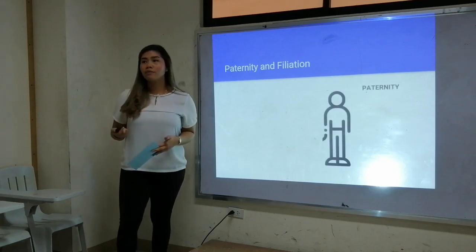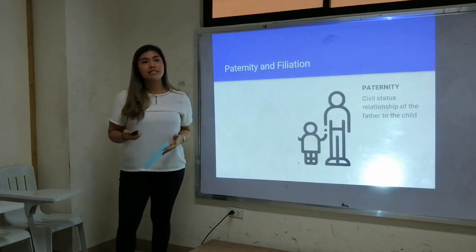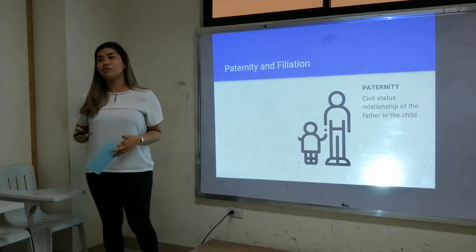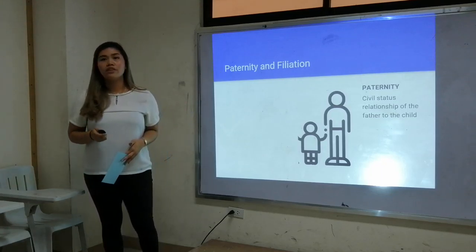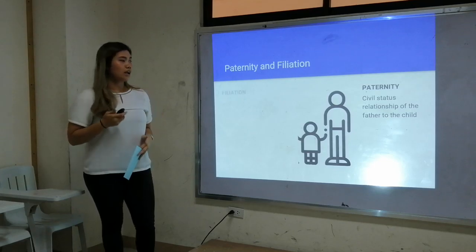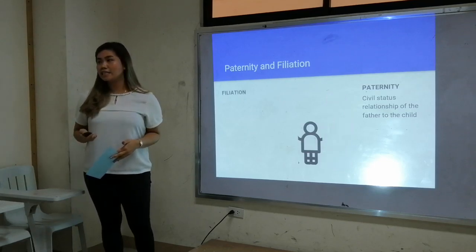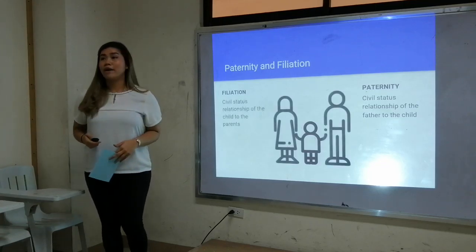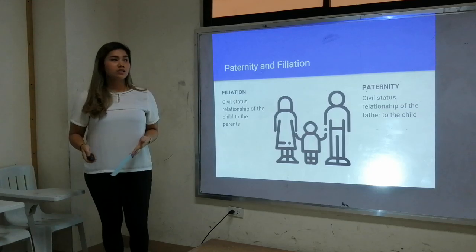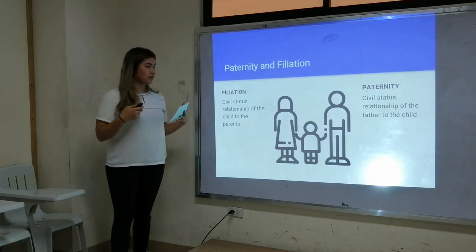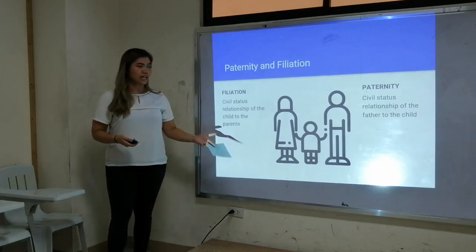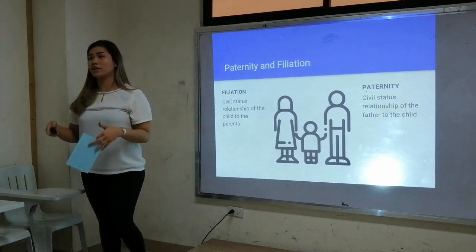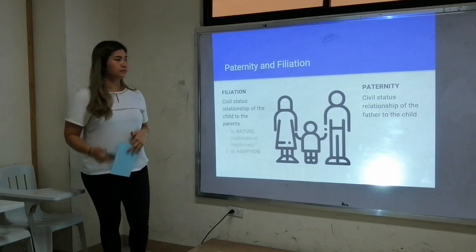It's simple. When we talk about paternity, it is the civil status relationship of the father to the child. On the other hand, when we talk about filiation, it is the civil status relationship of the child to the parents. So it's that simple. Filiation is the civil status relationship of the child to the parents, while paternity is the civil status relationship of the father to the child.